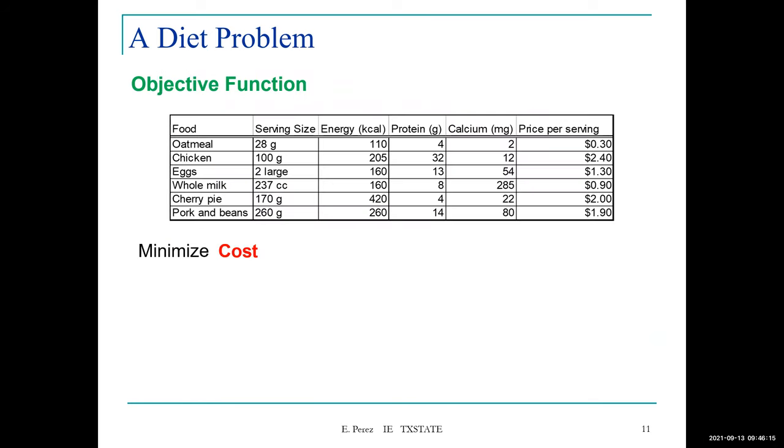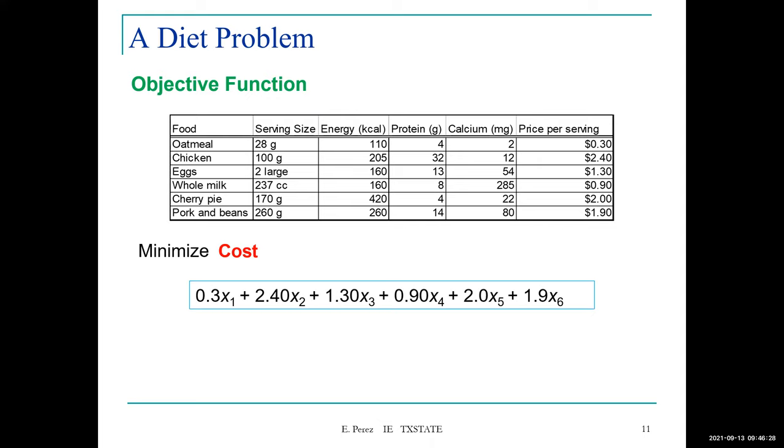So we want to minimize the cost, and we have the price per serving here in this last column. And we know the decision variables now, so we can associate each price to each decision variable. And that's what we are doing. We are multiplying the decision variable times the cost of each item, and we are doing the summation of all the items. And we want to make sure that once we make the decisions, this cost is the minimum, meeting those requirements that we are going to formulate in the constraints now.